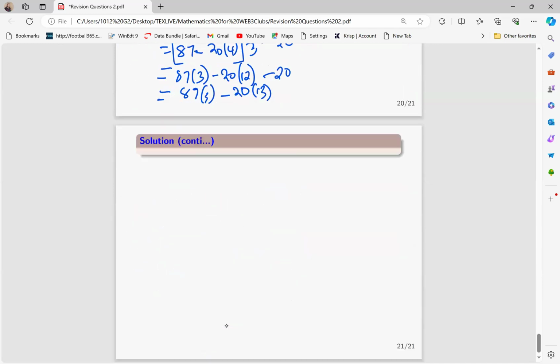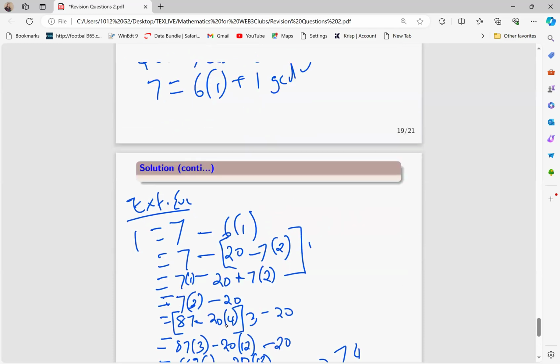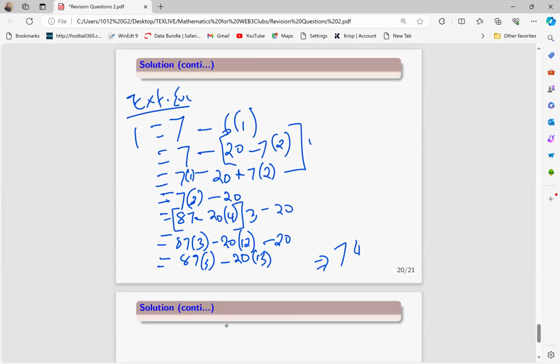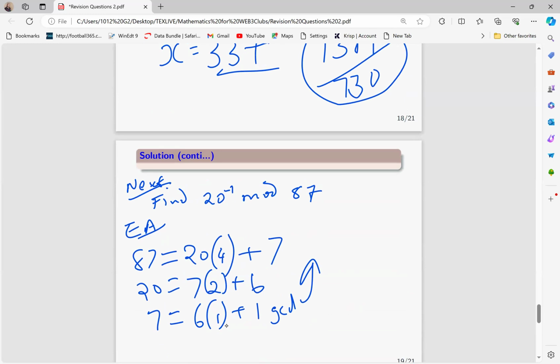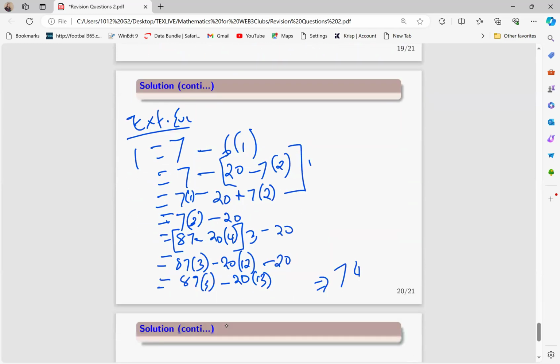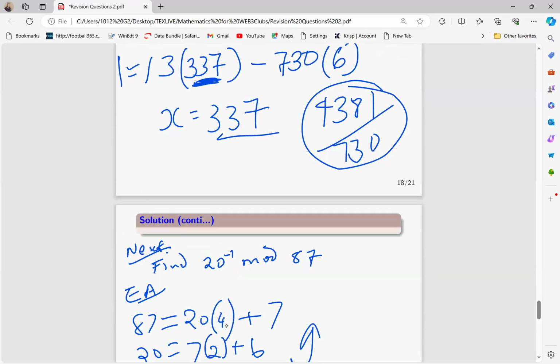Yeah. Let's just confirm. 74 times 13. Was it 13? What was 20? No, it was the inverse of negative 13. The inverse of 20. Yes, the inverse of 20. And we found that to be 74. Mod 87.